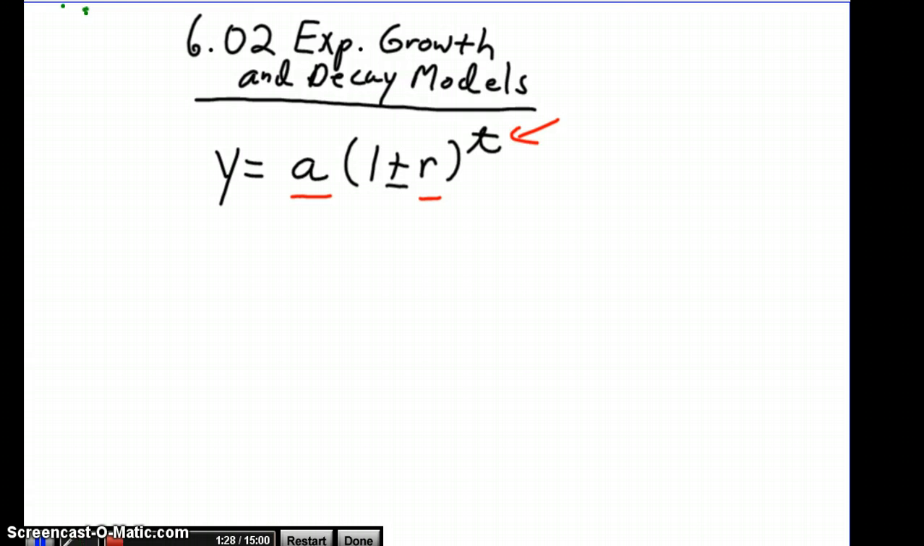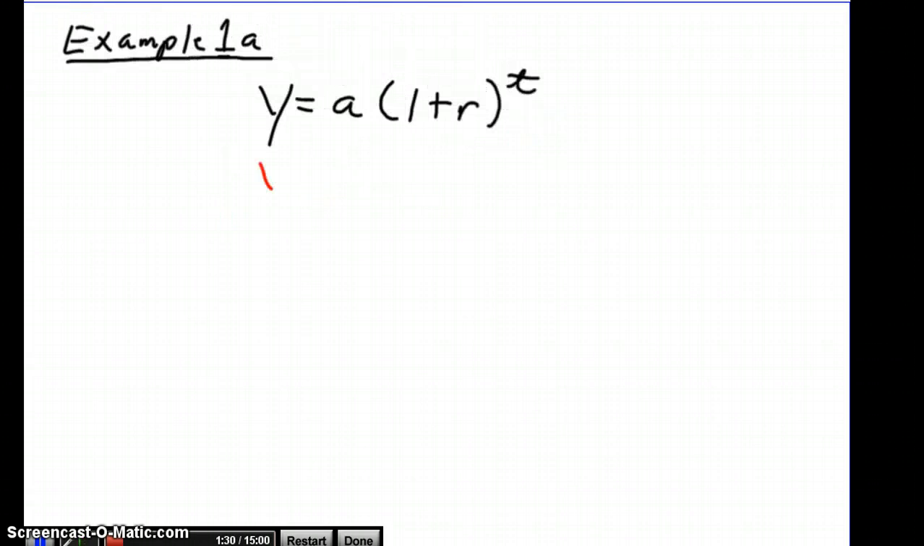Okay, here we go. All right, on to the first problem. Here's example 1A. Example 1A says this: In 1996, there were 2,573 computer viruses. Okay, so where are you going to put 2573? In for A. That's what you're going to see on the board. It goes in for A.